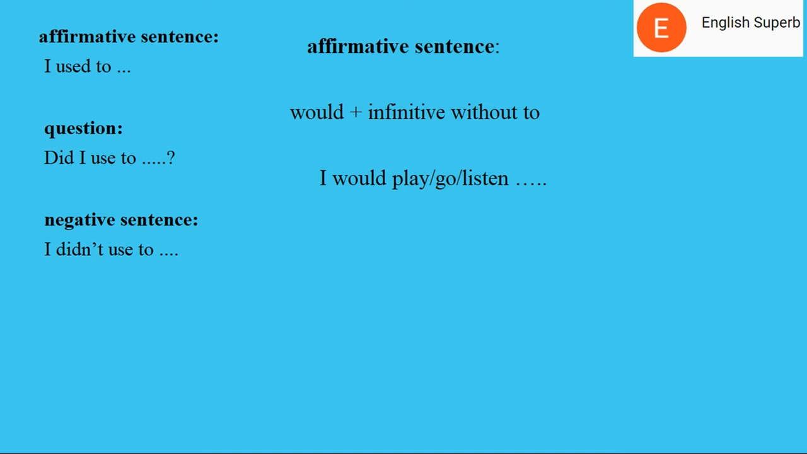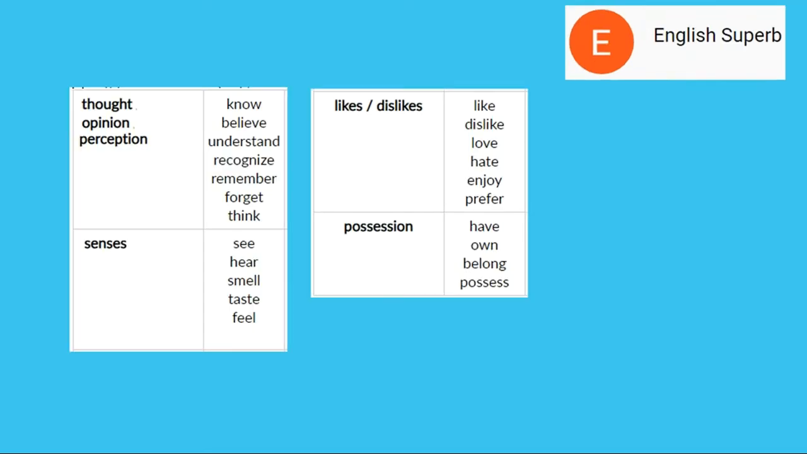What is a state verb? State verbs are verbs that describe a state rather than an action. And we don't use these verbs with continuous. Often they relate to thoughts and opinions, feelings and emotions, senses and perceptions, possession and measurements. Look at these most common state verbs.